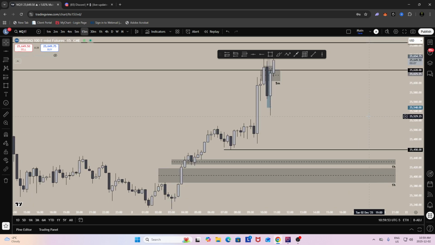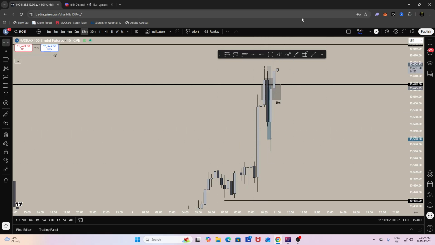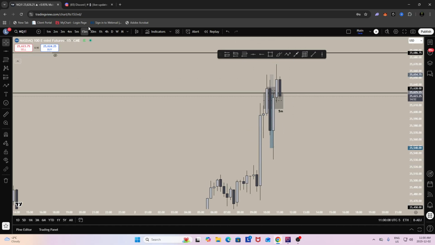because I wanted to see price come in and tap into this 15-minute unfilled bullish gap right here. I want to see price come down, rebalance the leg, and then if it was going to continue up from there, it would continue up, or if it was going to continue lower, it would continue, but it's probably going to have to come down to this 15-minute unfilled gap.